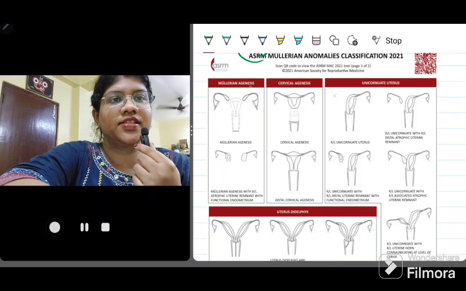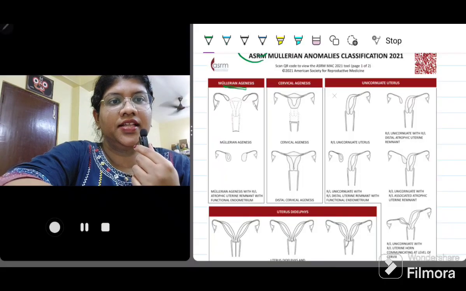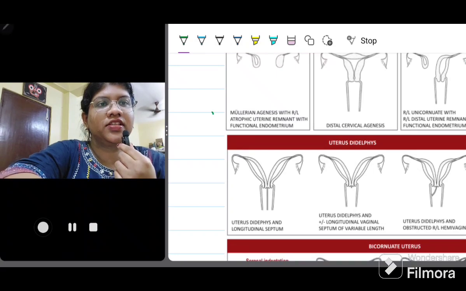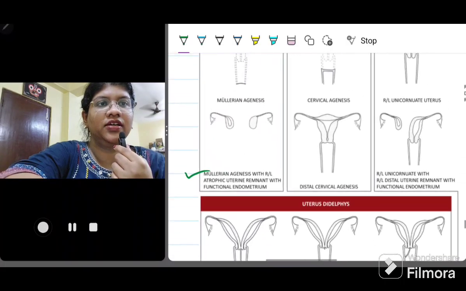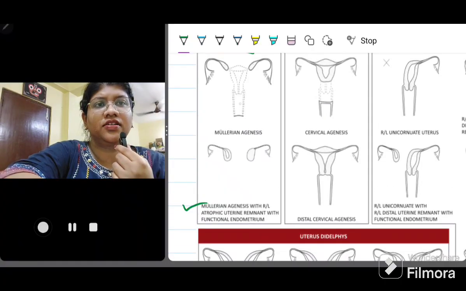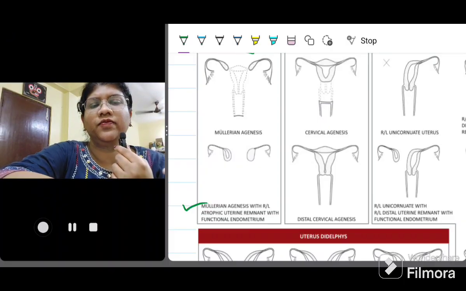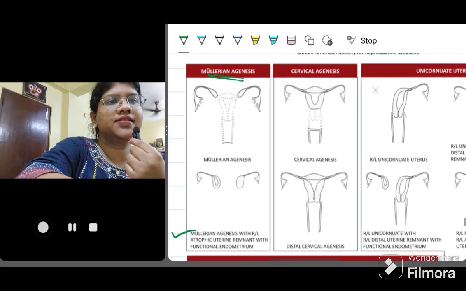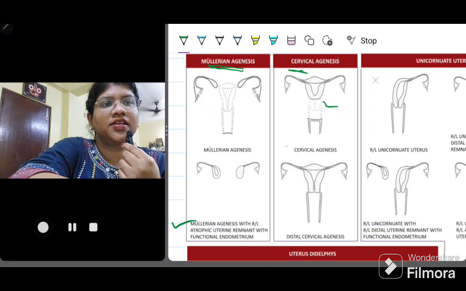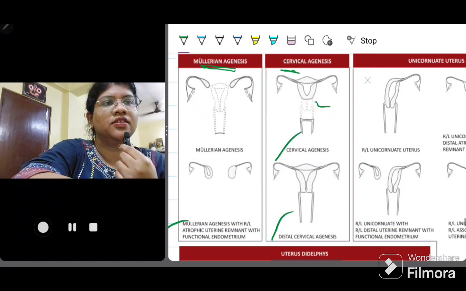In this, you can see the first is the Mullerian agenesis. In this Mullerian agenesis, you can see Mullerian agenesis with right or left atrophic uterine remnant with functional endometrium. Okay, so you can see they have divided. So it can be agenesis, that means the cavity is not even developed, with atrophic uterine remnants with some functional endometrium. Next, this is cervical agenesis. In cervical agenesis, the cervix has not developed. This can again be cervical agenesis or distal cervical agenesis.